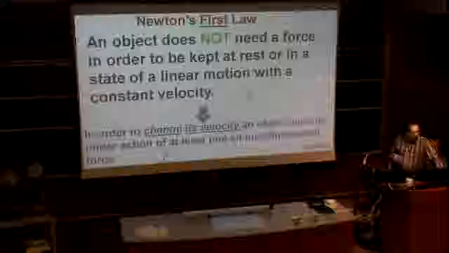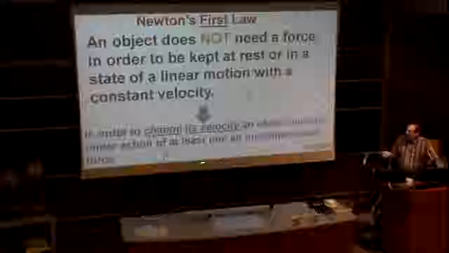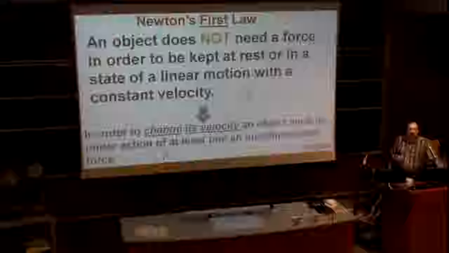When velocity changes, that automatically means acceleration is not zero. When acceleration is not zero, that automatically means net force is not zero. So there must be at least one force acting on that object when the velocity of an object changes.